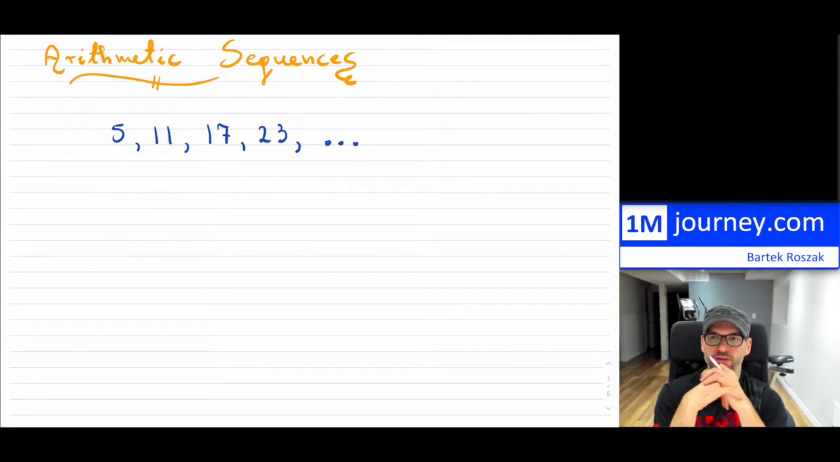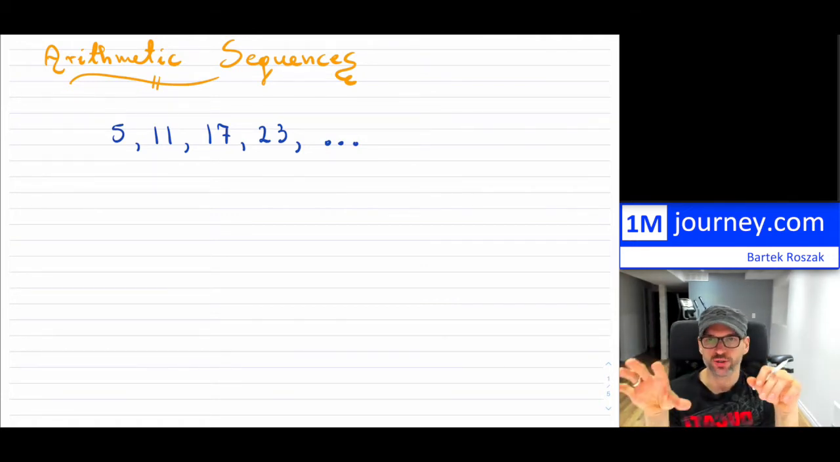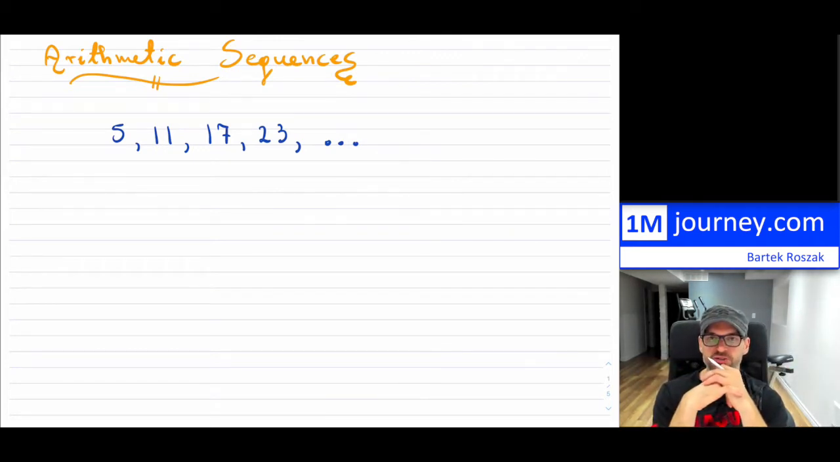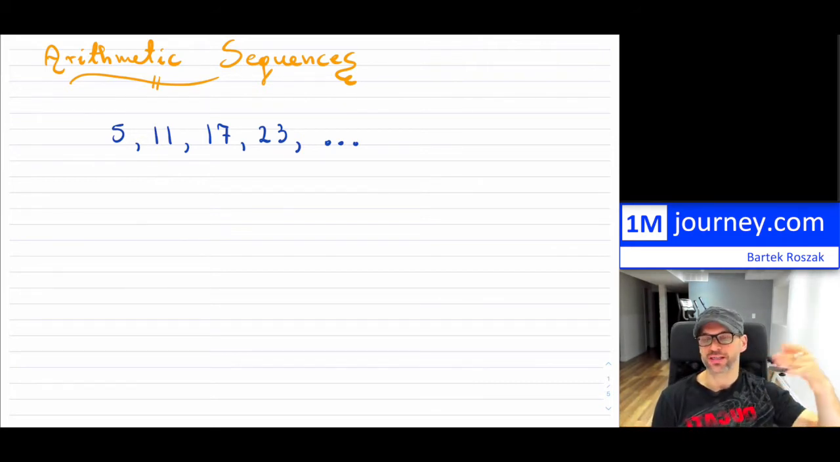Now, in arithmetic sequences, the key thing is that between one term and another term, so 2 consecutive terms, there is always either an increase or a decrease within that number. So all arithmetic sequences either will increase continuously by the same amount from one term to another, or continuously decrease from one term to another.